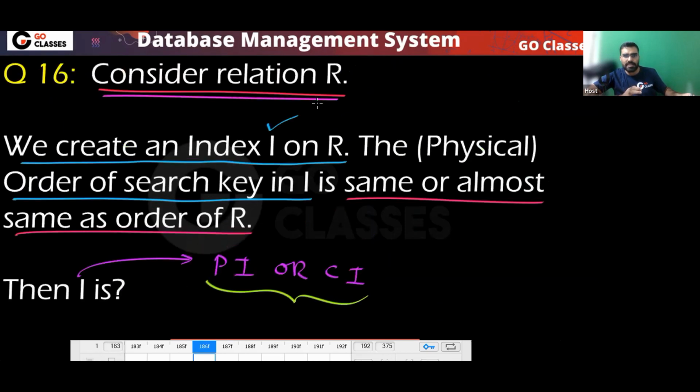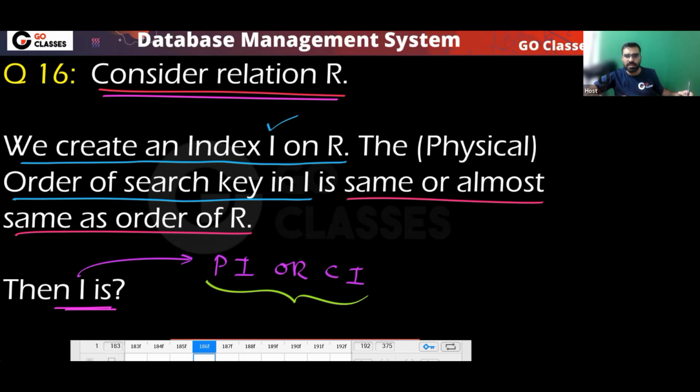If you have a relation R and you are creating an index, and the search key in that index has the same or almost same order as R, then I can say that index is either a primary index or a clustering index. With this much information we can only say this. More we cannot say.